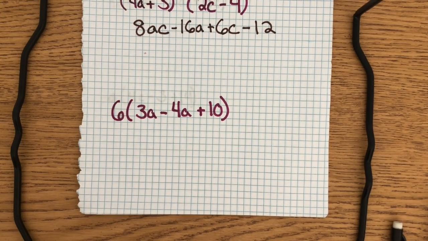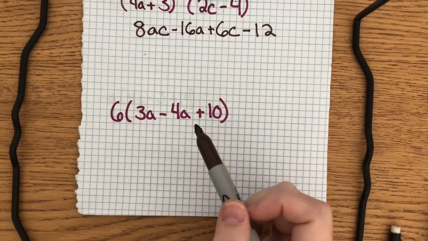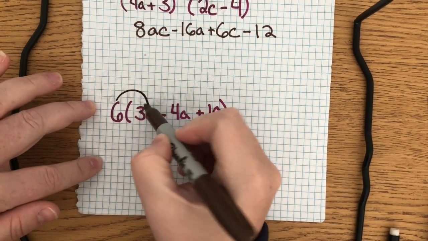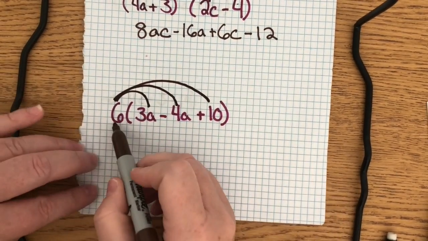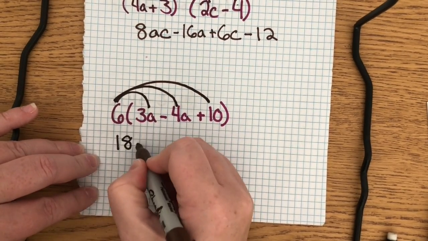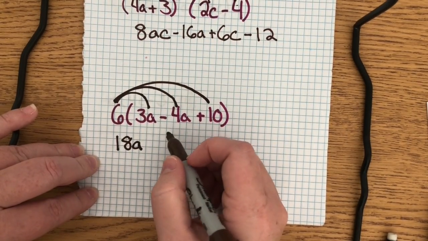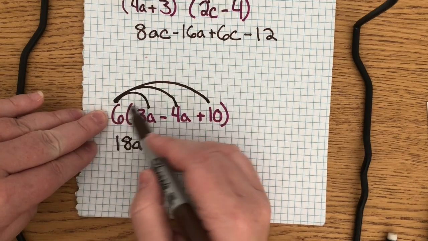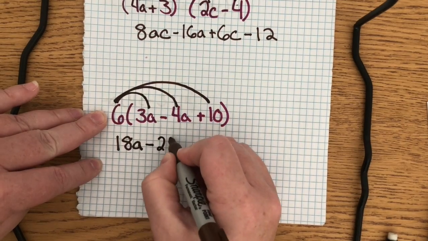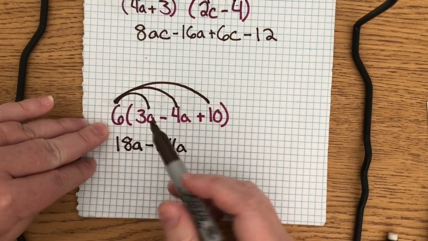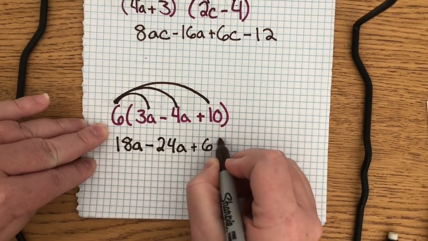So with this next one, we have 3 terms inside of the parentheses. We still distribute the 6. The 6 is distributed to the first term, the second term, then the third term. So 6 times 3 is 18, and I have to keep the variable with the term. Then I go to the next term, so 6 times negative 4a. That's going to give me negative 24a. Then 6 times the last term, which is 10, so plus 60.